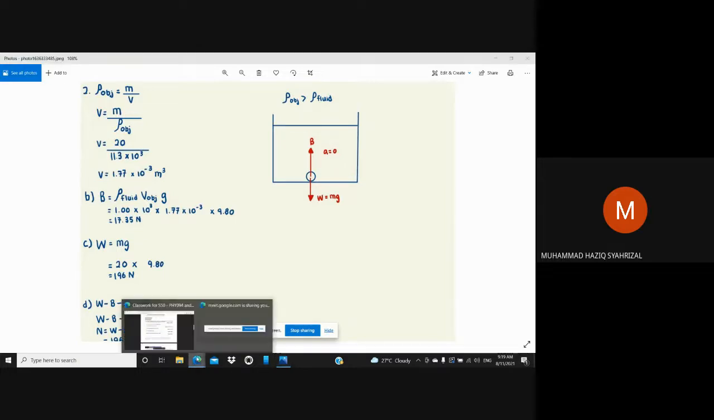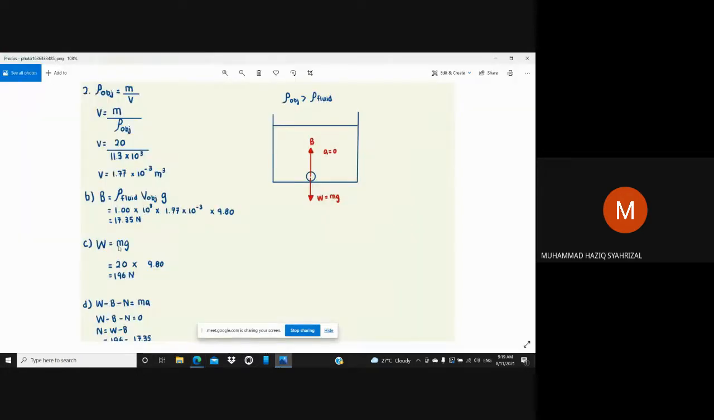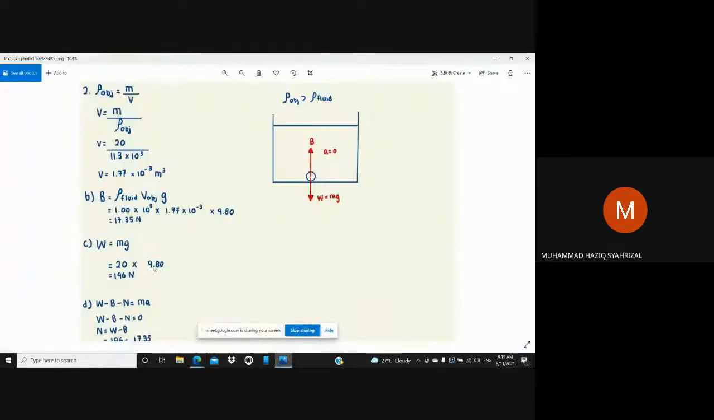Untuk B pula dia minta what a buoyant force on the lead. So buoyant force formula dia adalah rho fluid, which is kat sini fluid dia adalah water, volume of object and gravity. So water adalah 1 darab 10 kuasa 3, volume object yang tadi kita dapat, and gravity is 9.8, so akan dapat 17.35 Newton. Untuk soalan C, dia minta find the lead's weight. So dekat sini formula weight adalah is equal to mg. So mass dia 20, g dia 9.8, akan dapat 1.96 Newton.